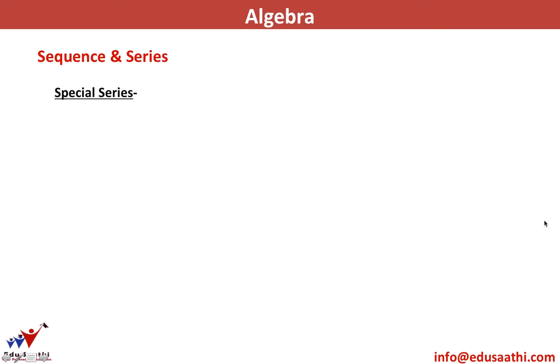Let's look at some of the special series. These series I need to remember when I'm given a question on sequence and series. The sum of first n natural numbers. First means I'm starting from 1. The sum of first n natural numbers would be given by n into n plus 1 by 2.